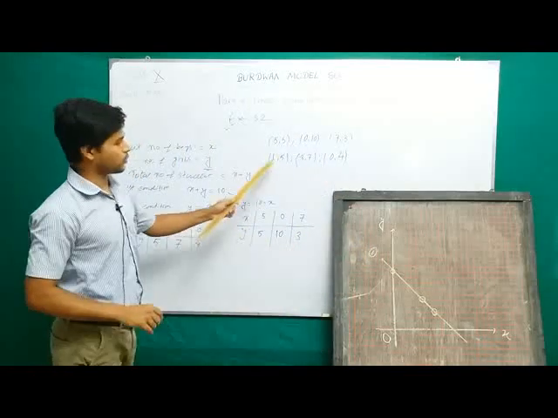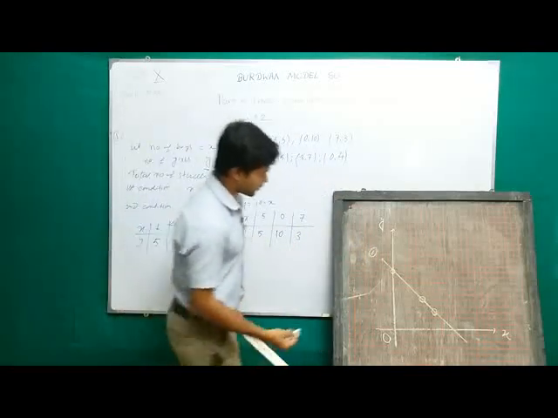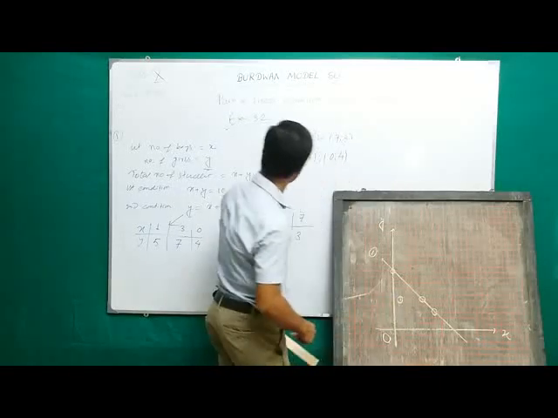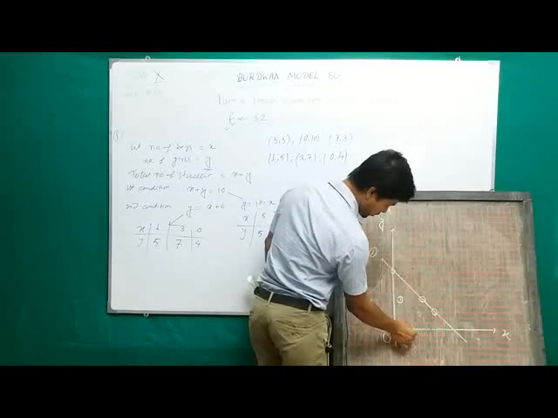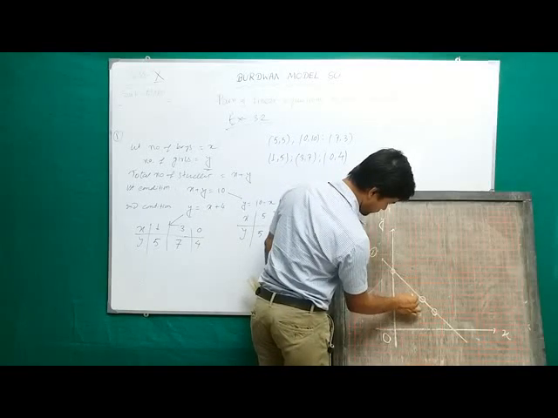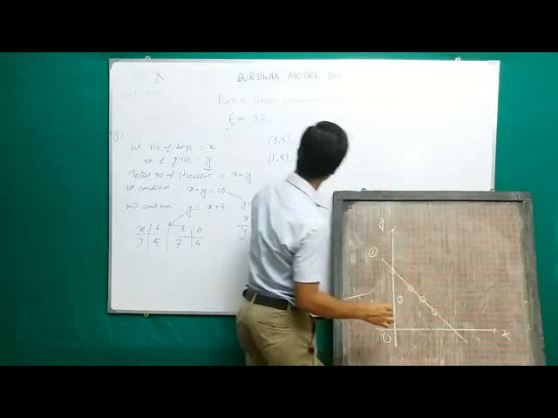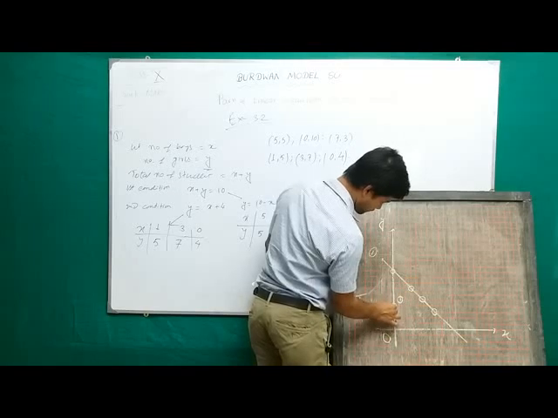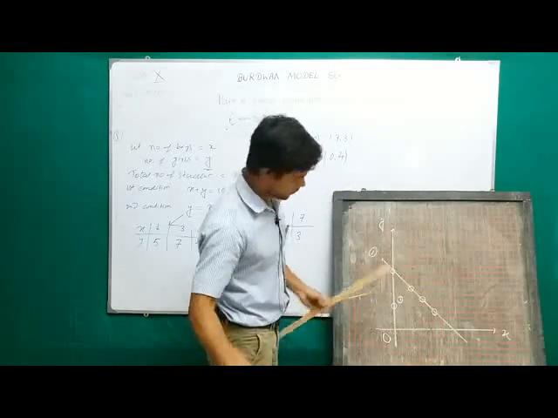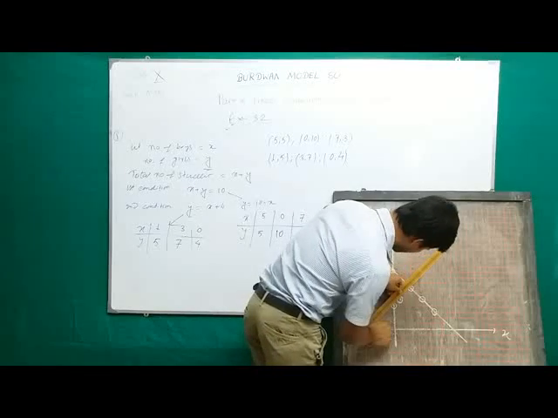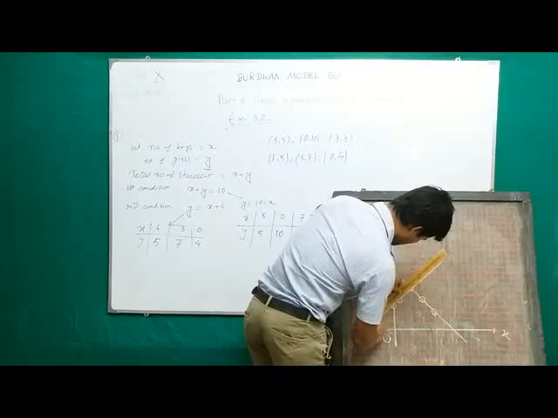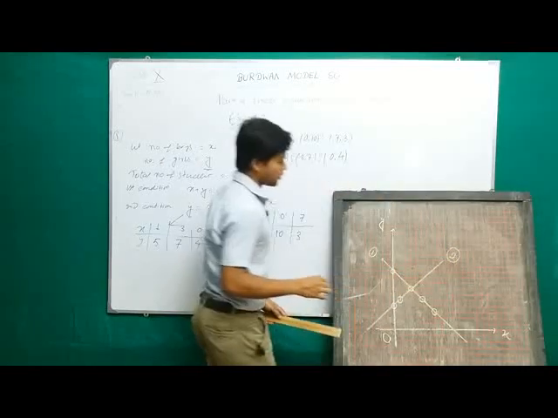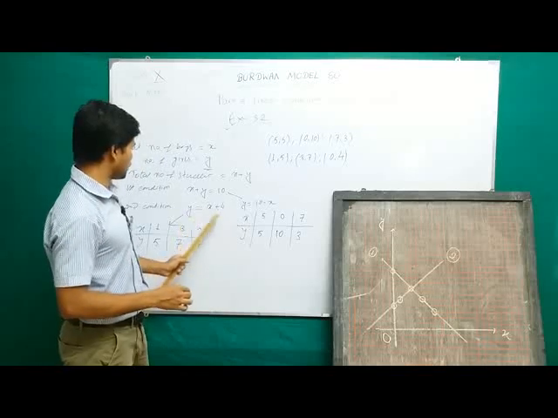Now plot the second set of points, starting with 1, 5. So 1, 5 means 1, and 1, 2, 3, 4, 5. This point. Then 3, 7: 1, 2, 3 and 1, 2, 3, 4, 5, 6, 7. This point. And 0, 4: 0, and 1, 2, 3, 4. Now join them by a line. So this is the graphical representation of the line of equation number 2.